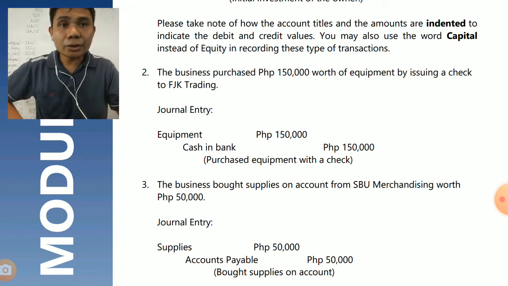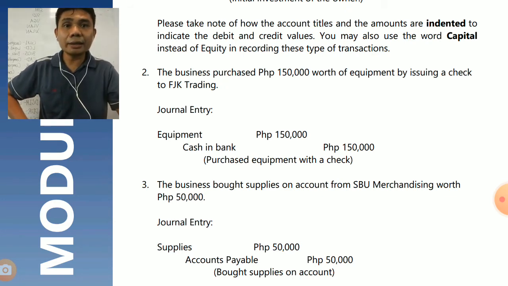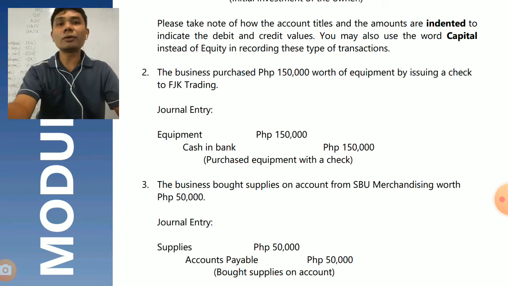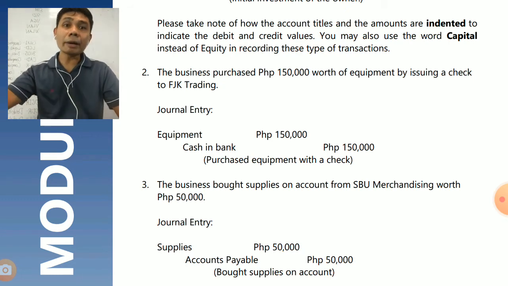Ani nga transaction, ming-issue og check ang business para bayaran ang equipment. Ming-issue a check, meaning gibayaran nimo og cheque. So, unsa may effect kung nagbayad kag cheque? Kato nga cheque, automatic mo-deduct sa kwarta nimo nga nasa bangko, di ba?